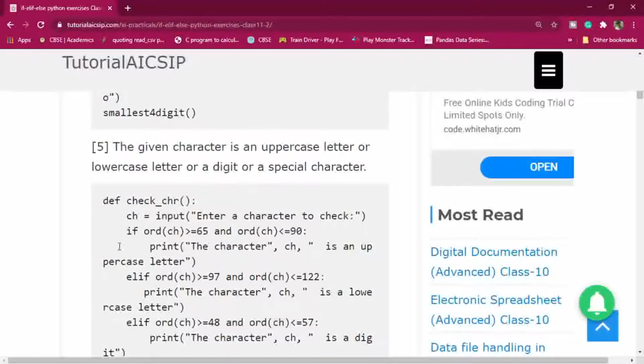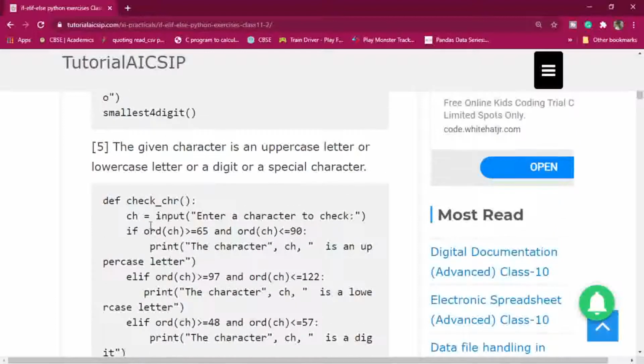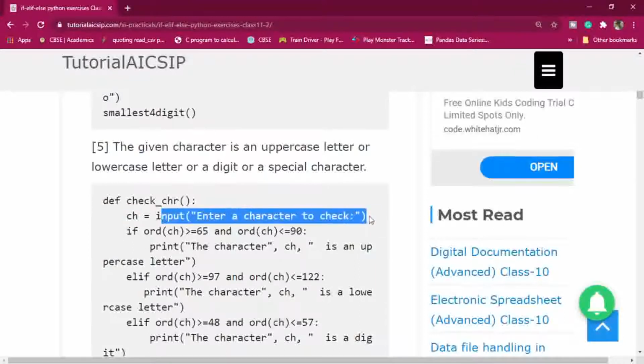So elif, and the last one, else, is used. So elif is used 2 times, then if, then else. First we need to input a character. That's why I have taken the variable ch, input, "enter a character to check", so that whatever character we are entering will be checked.